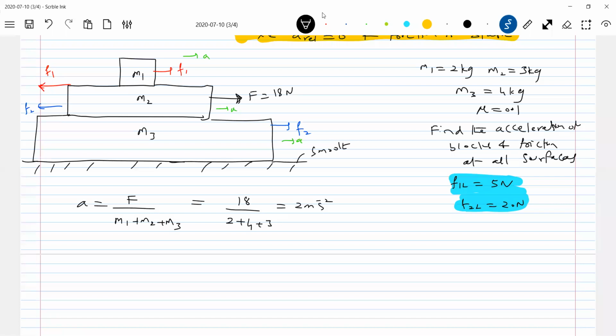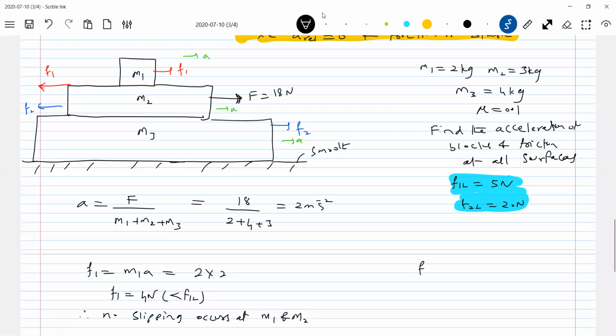Okay, now what do we have to do? We have to cross check whether what we assumed holds. What was our assumption? No slipping occurs at all surfaces. So I'll directly come for F1. F1 equals M1 times A. What is the M1 value? 2 into 2. So how much is it? 4 Newton. So what is the conclusion now? Therefore, no slipping occurs at M1, M2. Let's similarly calculate F2.